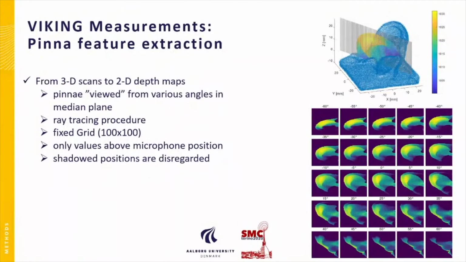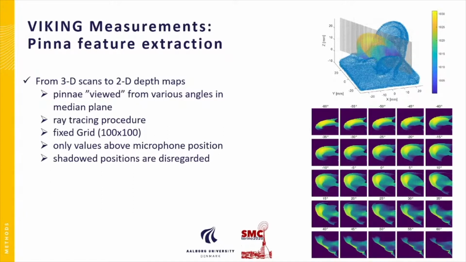Moving on to our analysis of the 3D pinna molds and our desire to extract certain anthropometric features that could be correlated to the notch frequencies, we had the following approach. We went from the 3D scans to 2D depth maps, which are essentially pictures of the pinna viewed from various angles in the median plane where the sound source may be coming from. This was done via a ray tracing procedure where we assumed that the sound is propagating via plane waves.